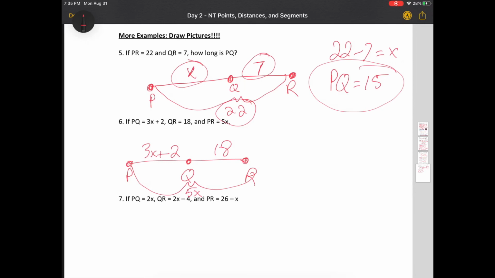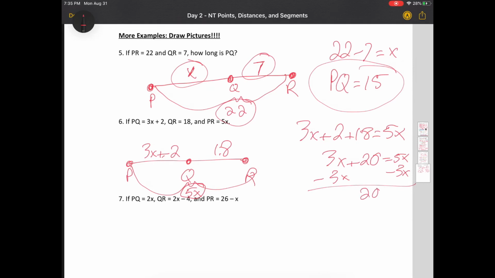So how would we do this now? How would we solve? Well, we have this segment plus this segment equals 5x. So we have 3x plus 2 plus 18 equals 5x. So same thing with segment addition. We're adding P to Q and Q to R to get us P to R. So when we do that, we have some algebra to do here. We have 3x plus 20 is equal to 5x. I subtract my 3x. I have 20 equals 2x, and I get x equals 10.